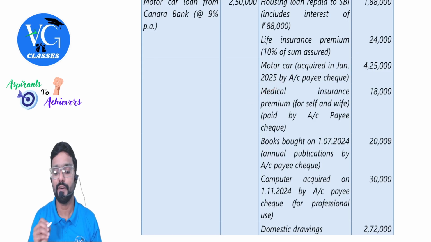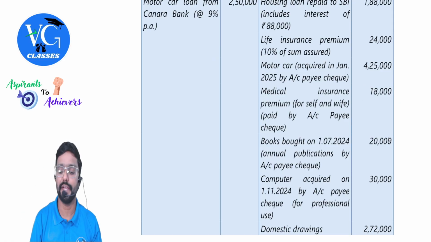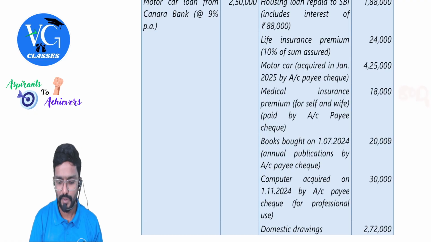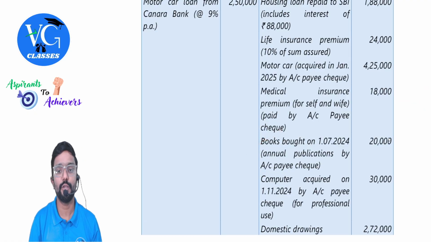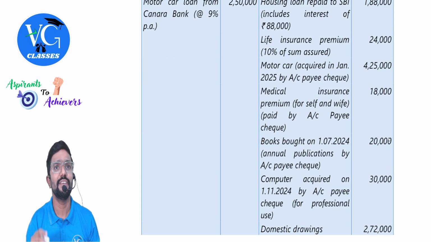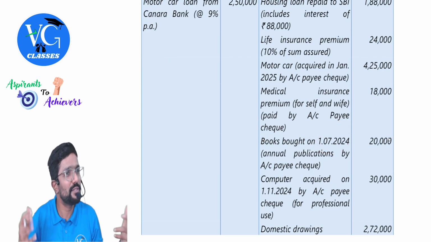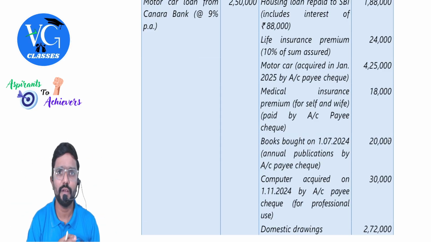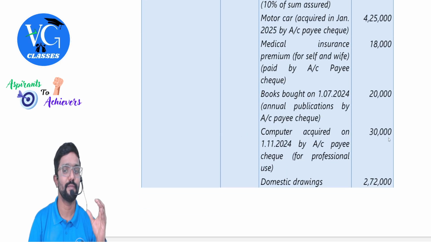Medical insurance premium for self and wife paid by account payee cheque, 18,000. This is an 80D deduction. Allowed? Yes. Books bought on 1st July 2024. 1st July is Chartered Accountants Day. You are aware, no? You should celebrate this day.